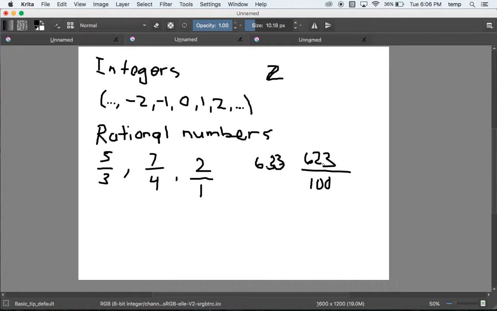So 623 divided by 100 is the same thing as 6.23. And so with any decimal that ends, we can make that into a fraction as well. Or if it repeats, so if we had like 4.33 with a bar on the top, I'm sure you've seen that before. If your decimal repeats, you're going to be able to turn that into a fraction as well. So that would be another example of a rational number. And we represent rational numbers with the capital letter Q.